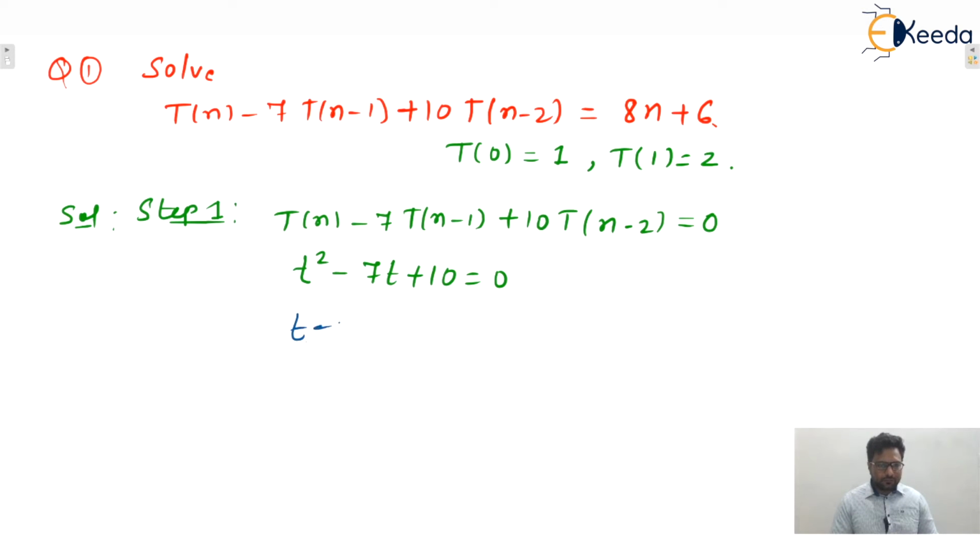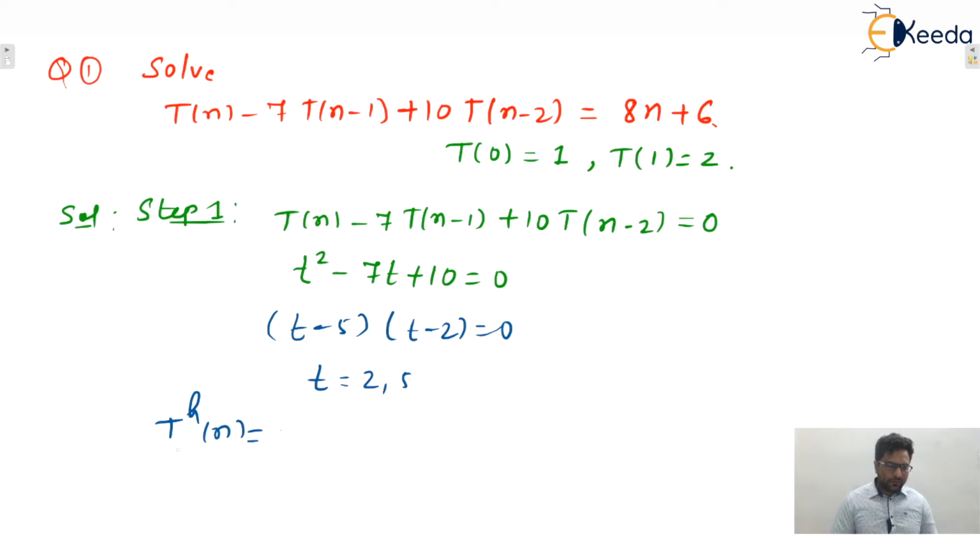So here roots will be what? Roots will be 2 and 5. So what will be the homogeneous solution? T superscript h of n, isn't it? That can be written like that or not? C1 into 2 raised to power n, plus C2 into 5 raised to power n. Yes or no? That will be the homogeneous solution.